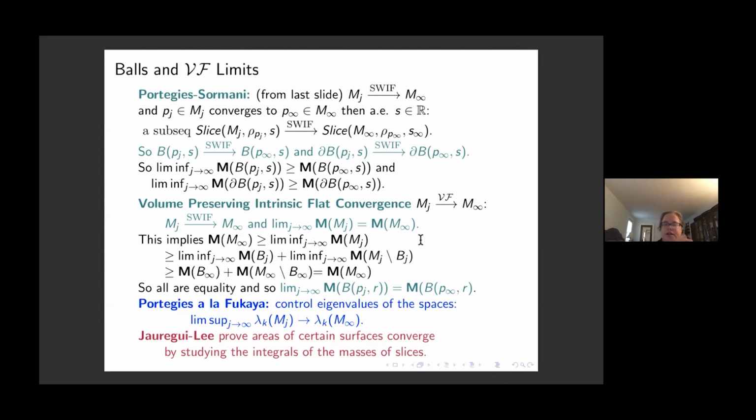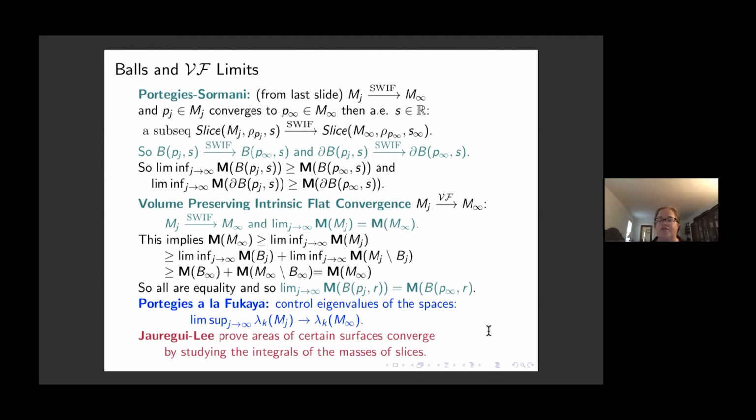Okay, so if you can get the slices to converge, you'll get, in general, the limits of the masses of the slices will converge. And now, with the volume preserving, you're going to get the masses of the slices themselves to converge to the masses without a limit. All right, so that's an extra strength that is added from the volume preserving intrinsic flat.